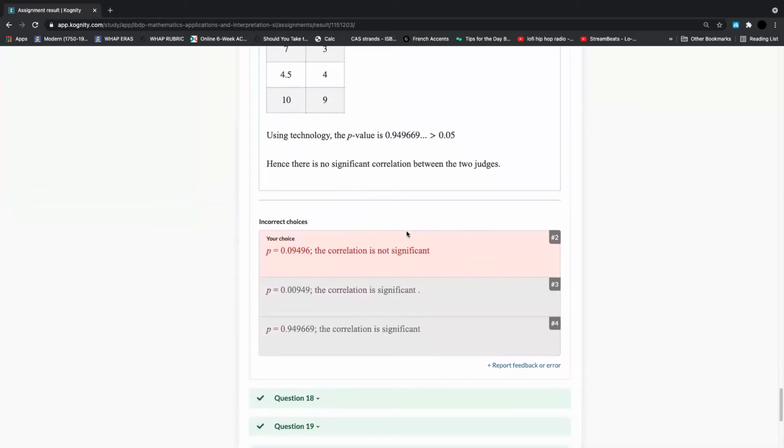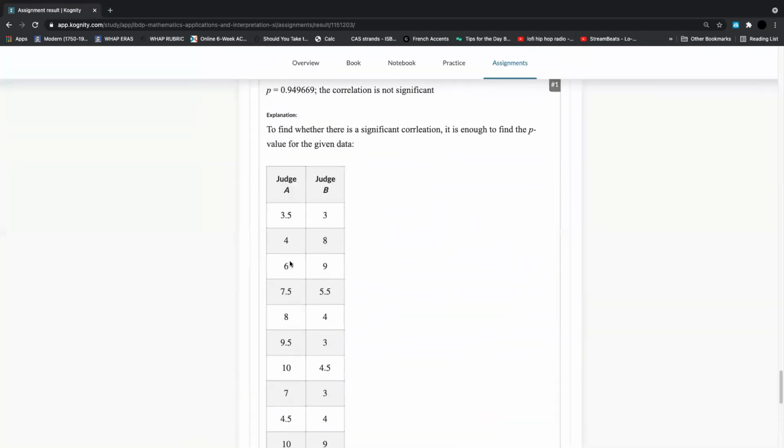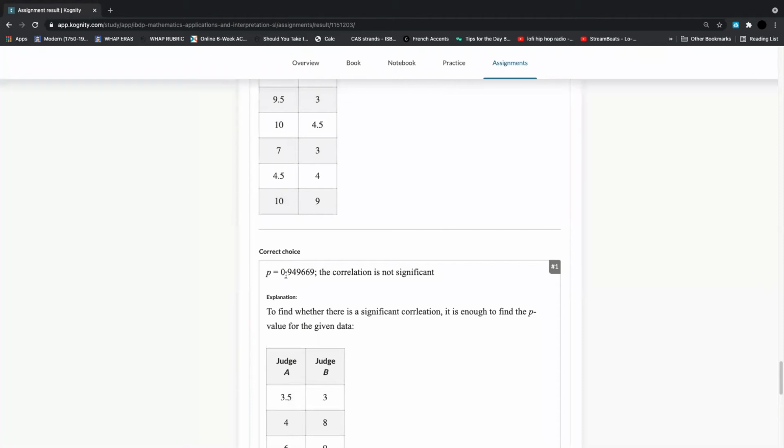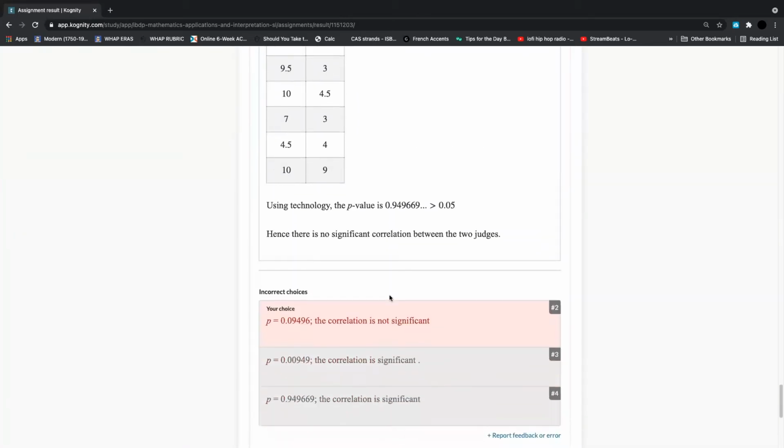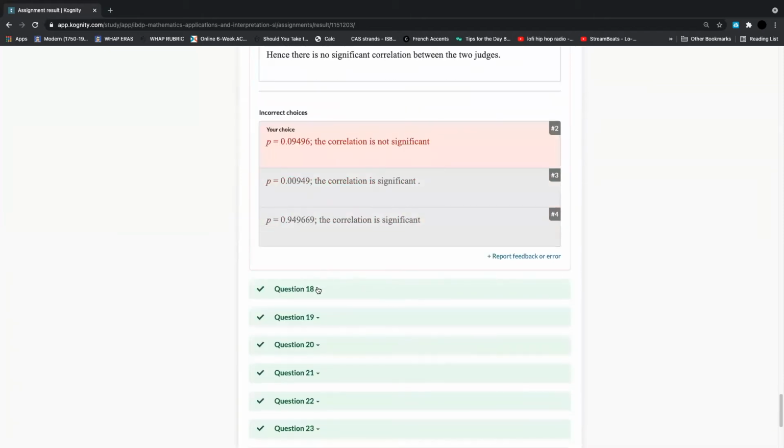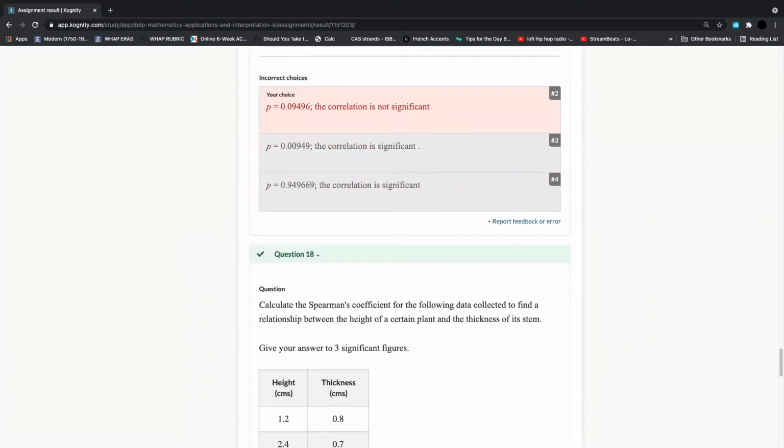But let's say you were on the actual IB test and you had no idea what to do. At the very least, you would know that if the p-value is less than 0.05, the correlation is significant. If the p-value is greater than 0.05, it's not significant. So you have a 50-50 chance of getting it right. Okay, moving on.